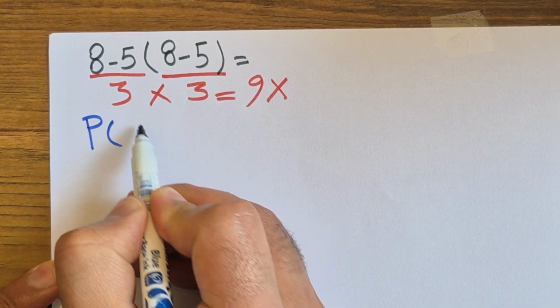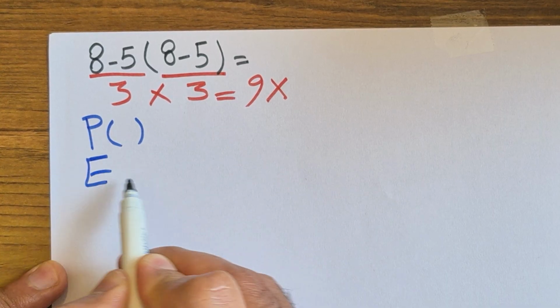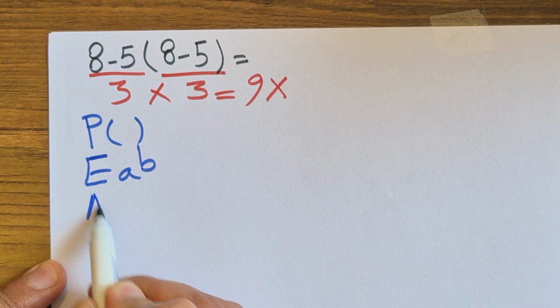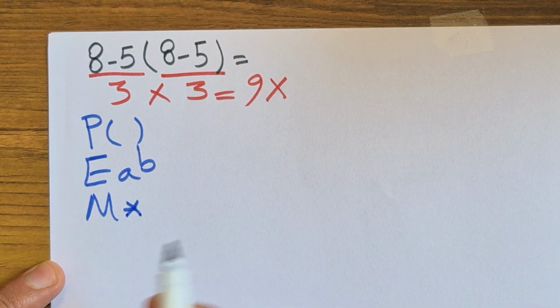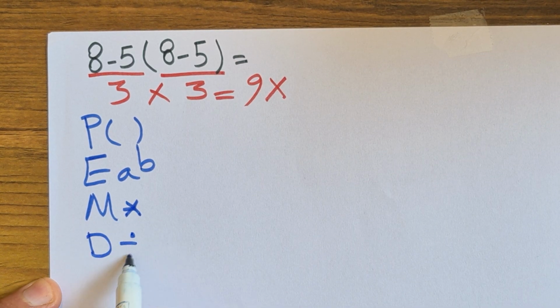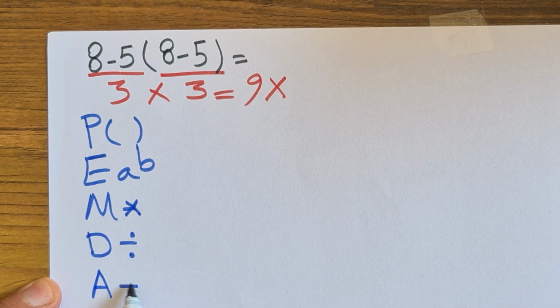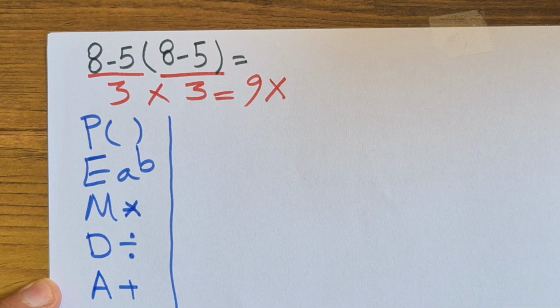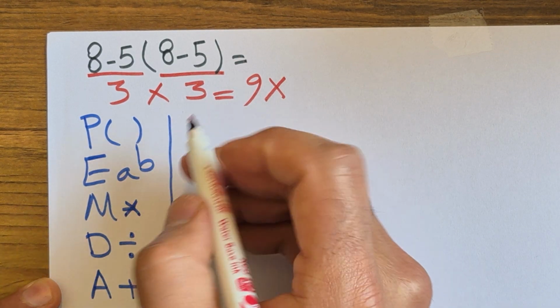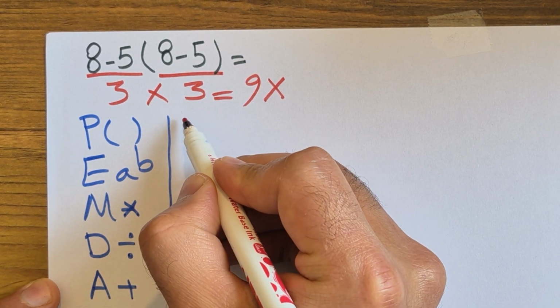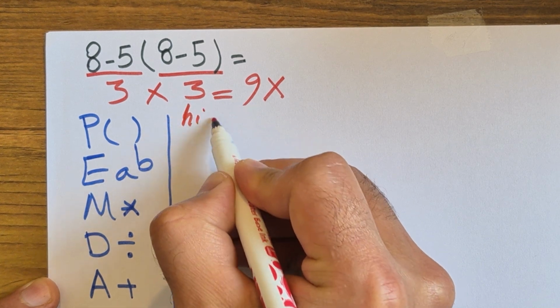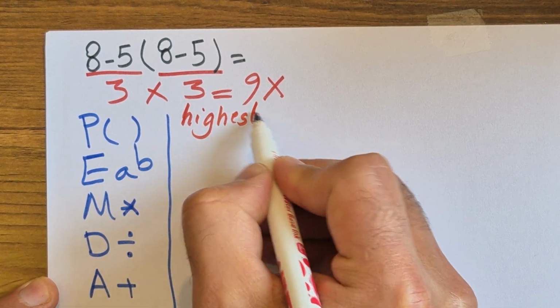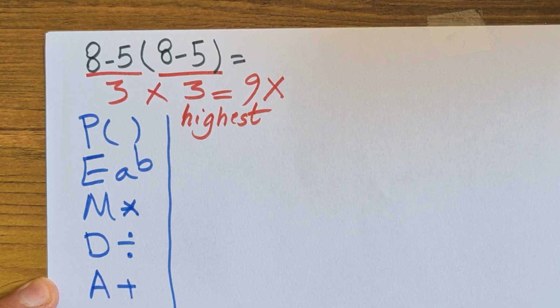P stands for parentheses. E stands for exponents. M stands for multiplication. D stands for division. A stands for addition. And S stands for subtraction. And here it gives us a vector, an arrow of precedence and priority. So here we have the highest priority and here we have the lowest priority.